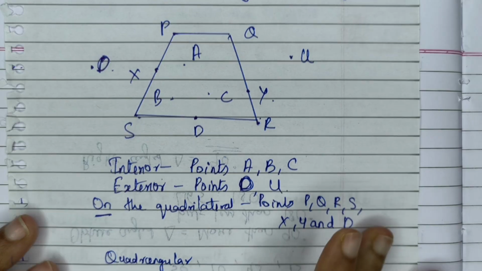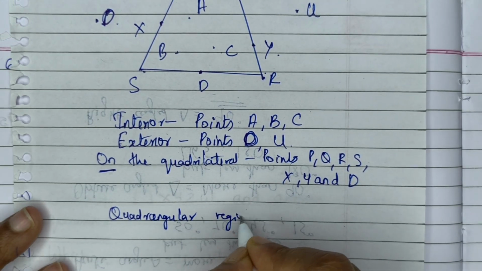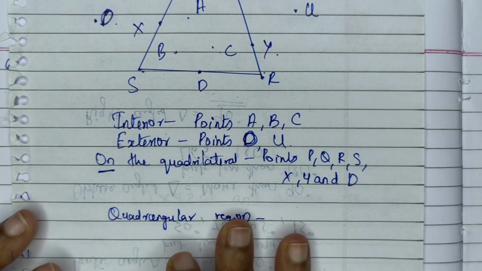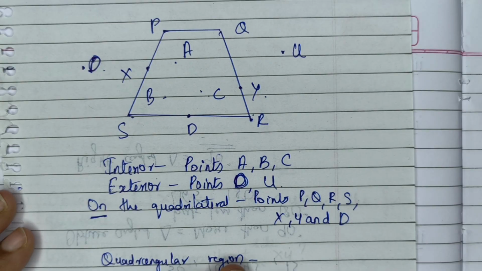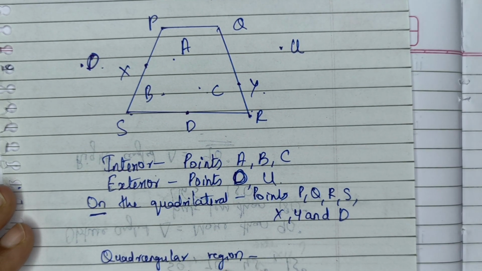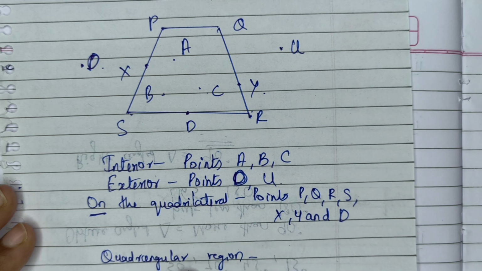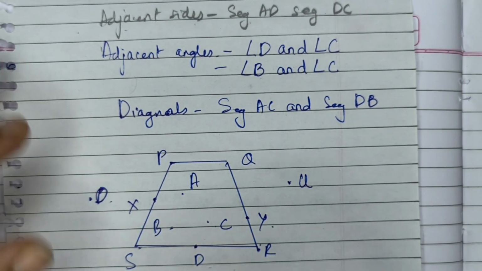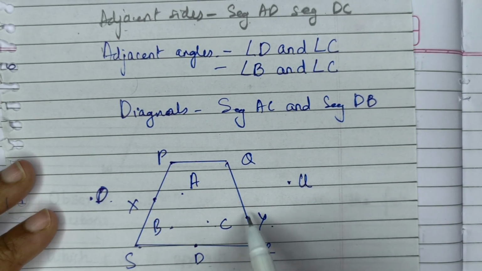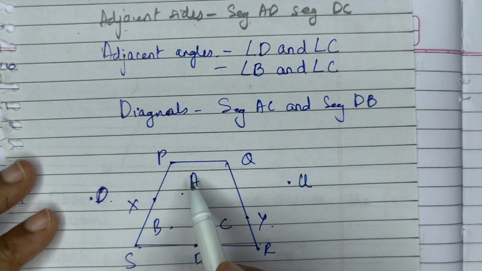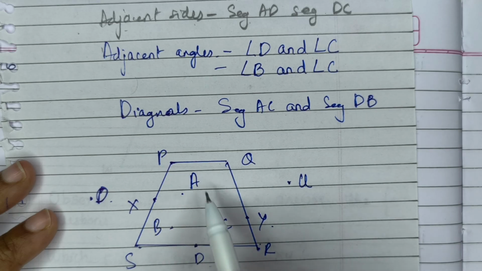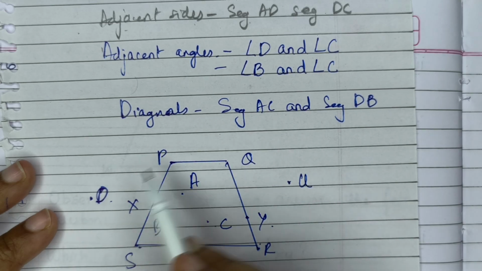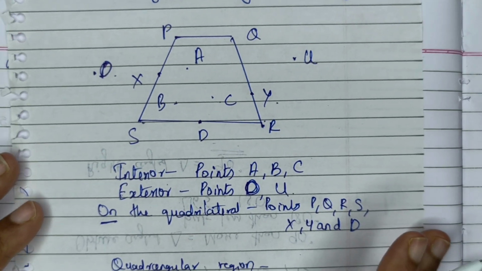The quadrangular region, if they ask you. First understand. We have already done this when doing the triangle. Triangular region means what? The points on the triangle and in the interior. Same way, quadrangular region will be the points on the quadrilateral, as well as in the interior. Only the inside points, not the outer points. Understood what the quadrangular region is?